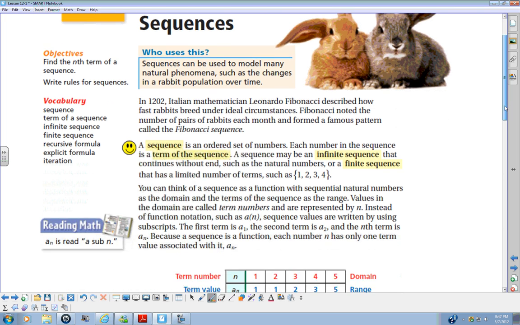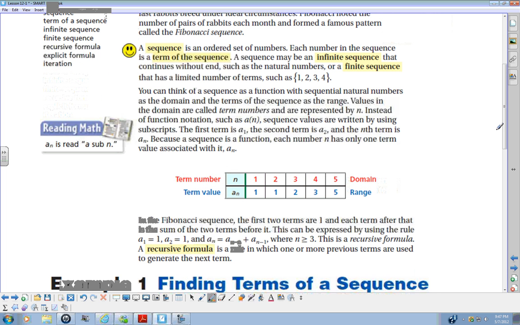You can think of a sequence as a function with sequential natural numbers as a domain, and the terms of the sequence as a range. So values in the domain are called term numbers, and they're represented by n. Instead of function notation such as a(n), sequence values are written by using subscripts. The first term in the sequence is a sub 1, second term a sub 2, and the nth term would be a sub n.